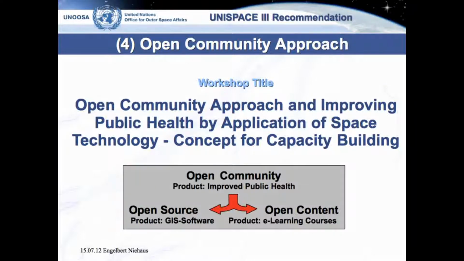If we apply this on spatial ecotoxicology and epidemiology, the open source software is GIS software like GRASS or Quantum GIS. On the open content side, we have e-learning courses for spatial epidemiology, and both are products. One is an open source product and one is a content product. An open community utilizes open source software on one side and open content on the other side, and the product of an open community in our case is improved public health by application of space technology.